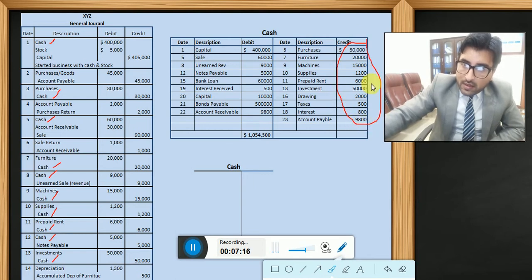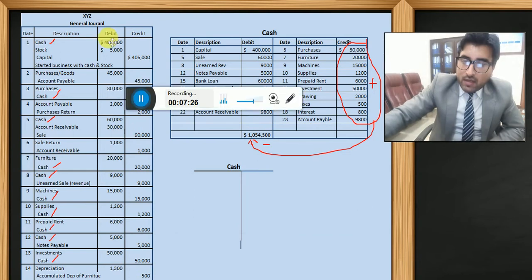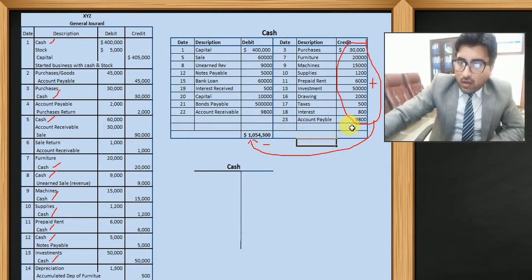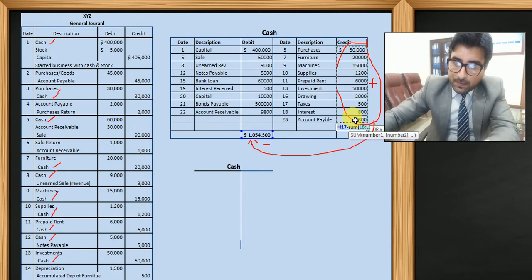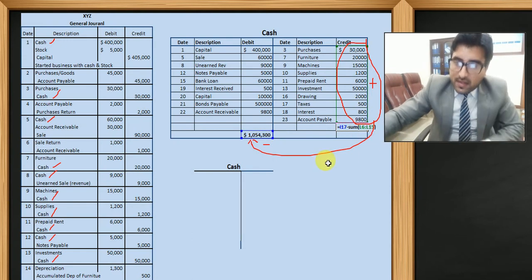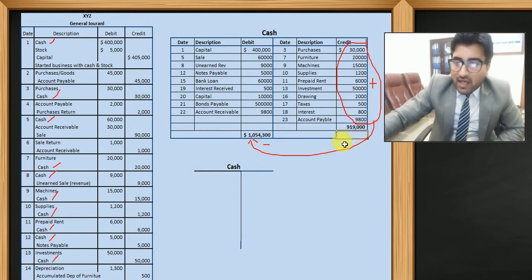And then this value should be subtracted from this total. So I'm using the Excel function here. Look here, equal sign, and click on this value minus sum all these values in the credit. Once again, I'm just telling Excel to subtract from this value all the values in the credit. So look dear students, we have a balance of $919,000.